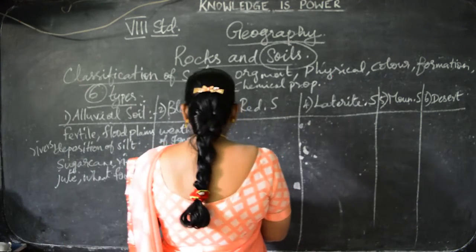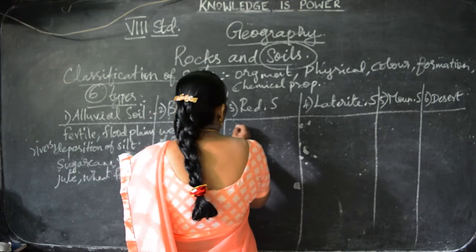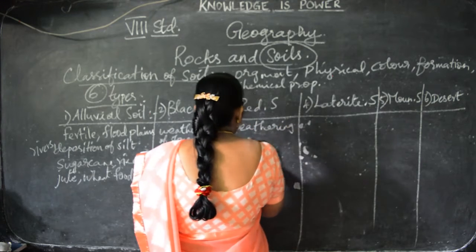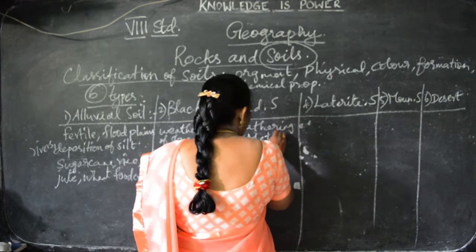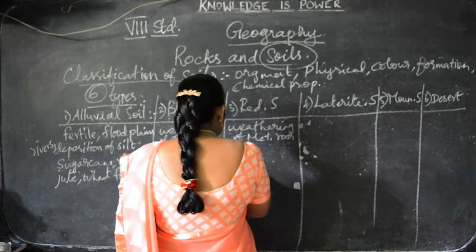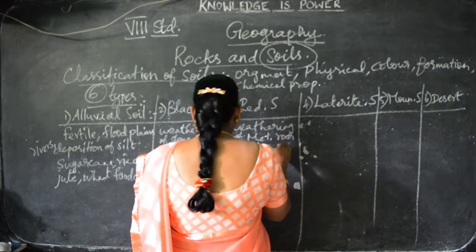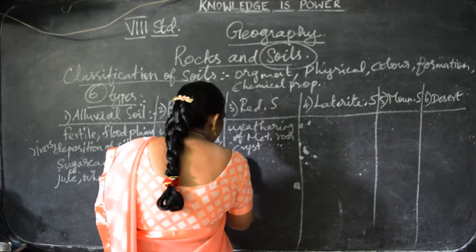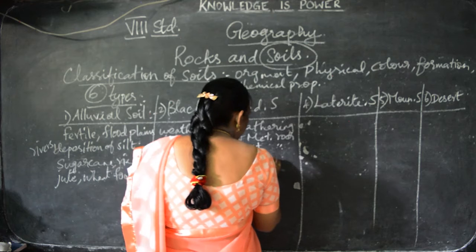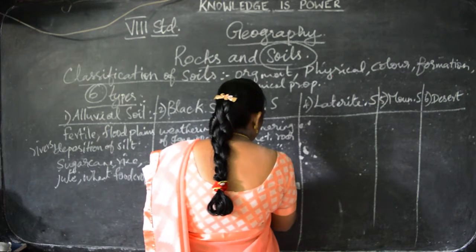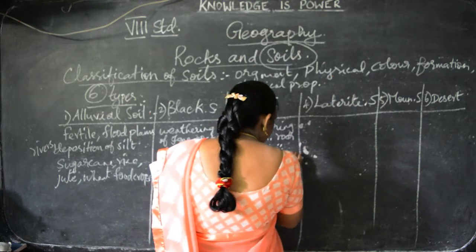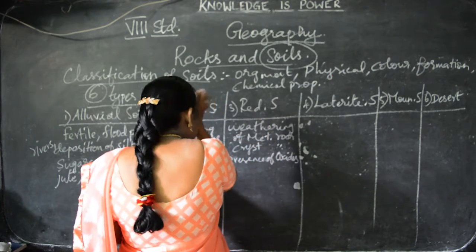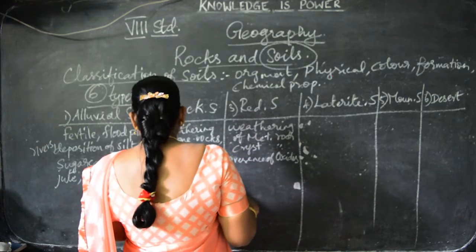Okay, and the next one is red soil. Red soil is formed by the weathering of metamorphic rock and crystalline rock. It is the presence of oxide. The presence of oxide is there in this red soil, and because of this oxide only, it is in what color? Red color. That is why it is called red soil.